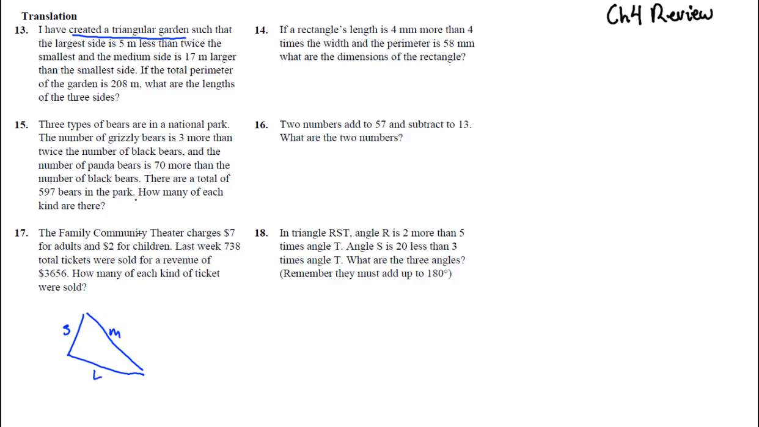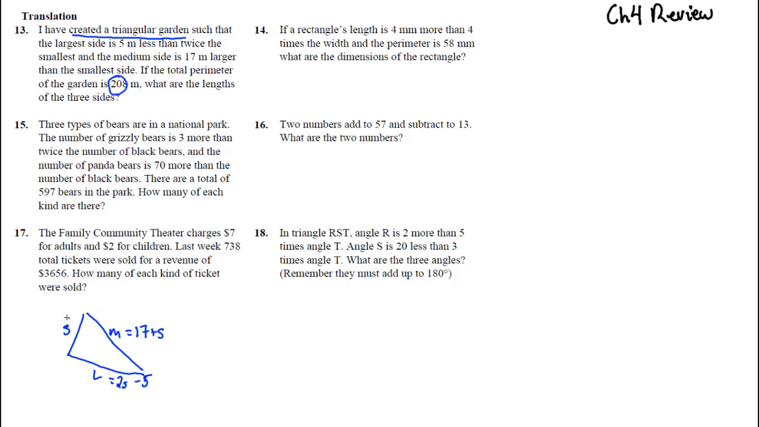It says that the largest side is 5 less than, that's 5 subtracted from, twice the smallest. Those S's and 5's look very much alike. And the medium side is 17 larger than the smallest side. If the total perimeter is 208, what are the sides?